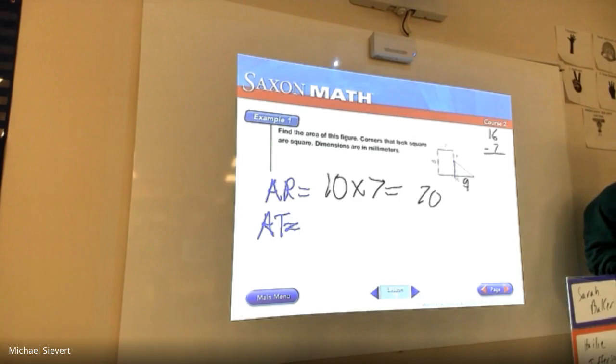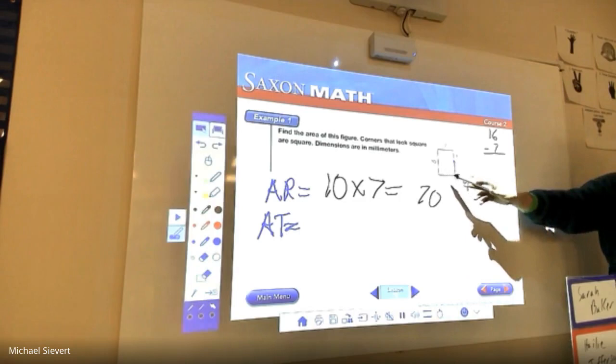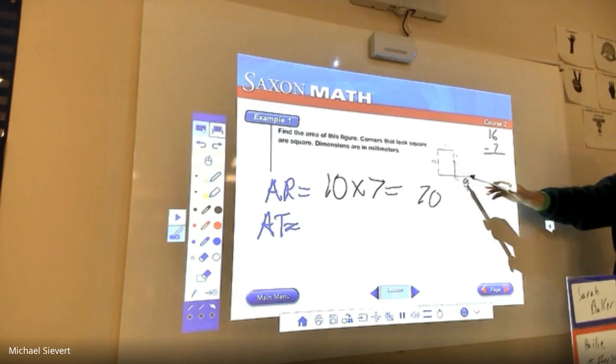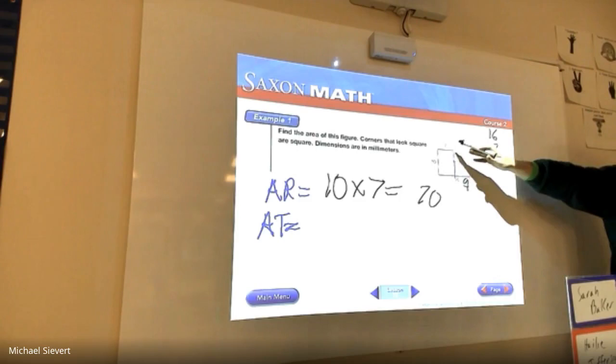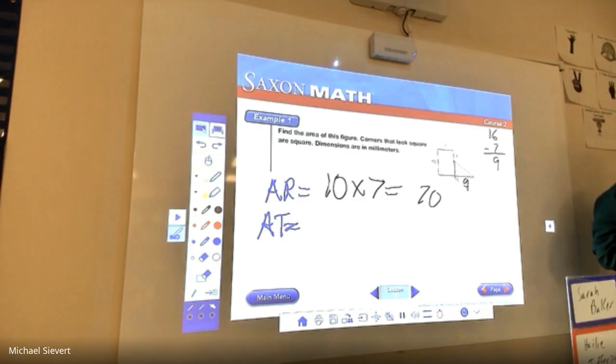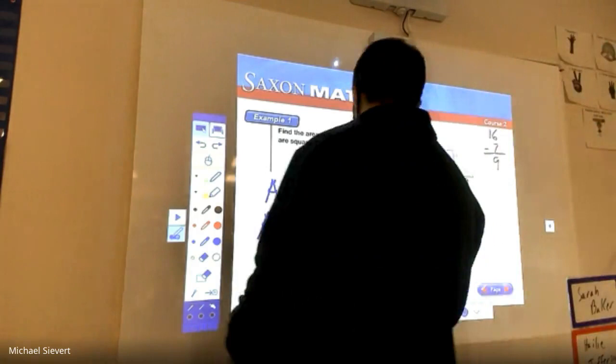So you can't use this section of the base because they spit on it. You don't want to eat it. You have to use what's left over. So in order to find what's left over, you take the base that's been used, 7, subtract it from the total. That means you have 9 left over that's not been spit on. So you use 9. Okay, so now we got the base, 9 times. Now, what's the height?